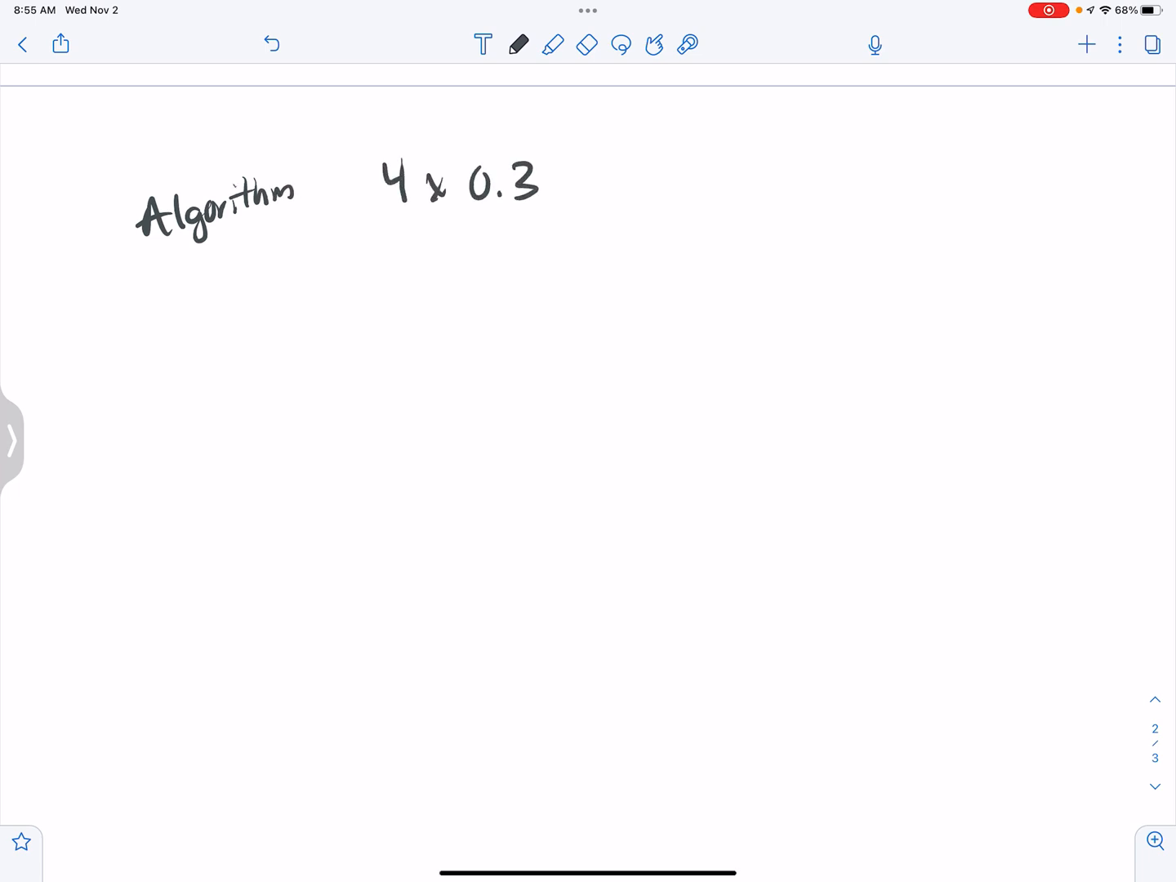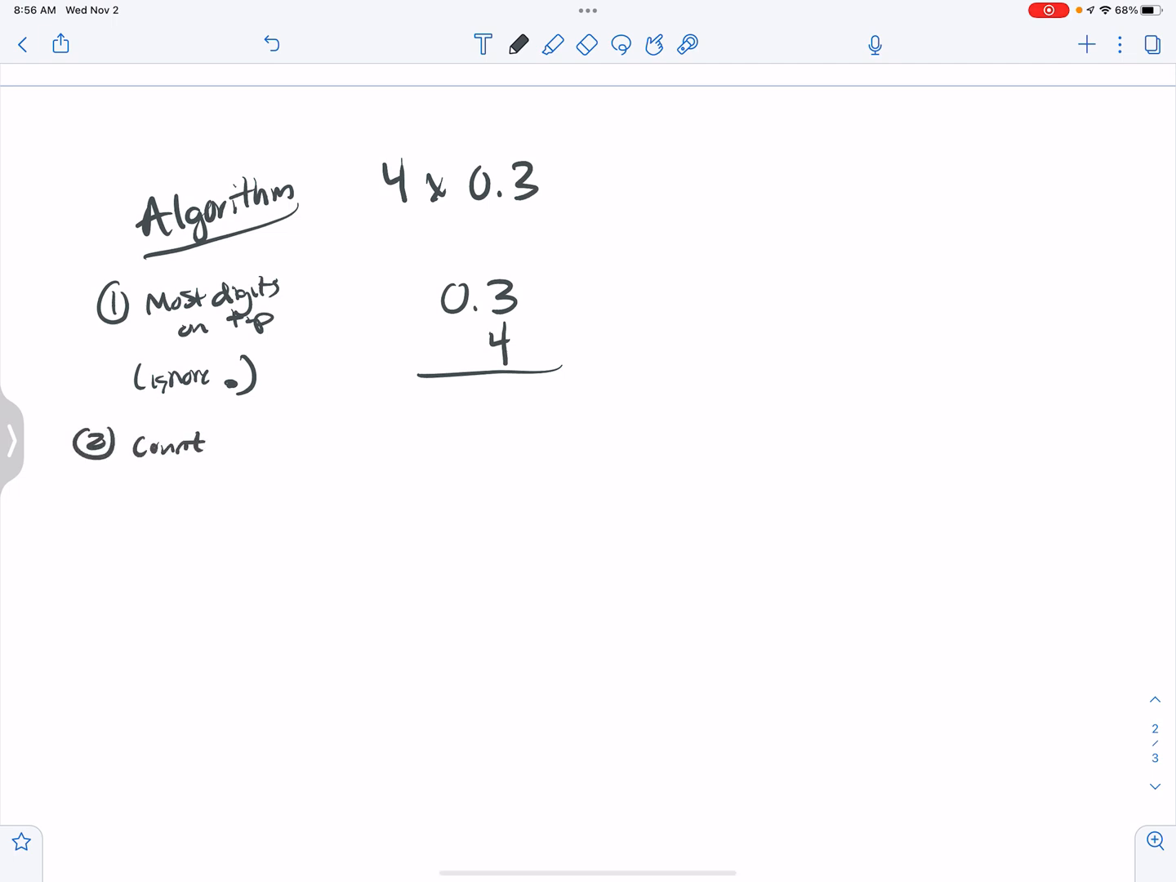And when you set up the algorithm, you want to put the number that has the most digits on top, not the value, but the most number of digits. And so let's set this up, and then we'll put the 4 underneath here. You kind of have to ignore the decimal. And now you're just going to count the places to the right of the decimal.